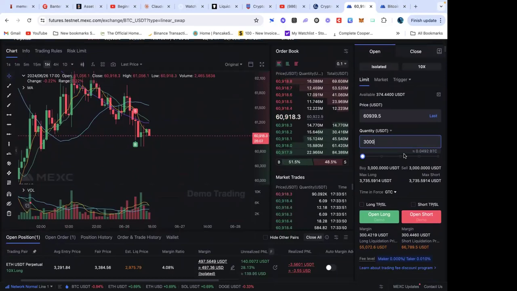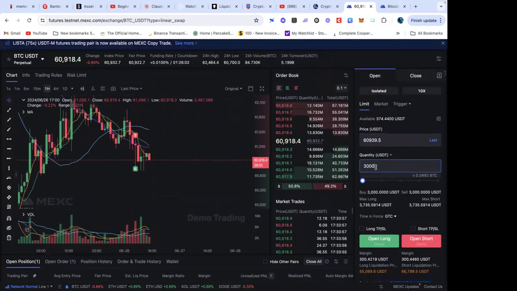So you're doing $3,000 and a 10x. Oh, I'm sorry, I have $3,000. So I have to enter the position size and then the price that I want, and this is the price that I want to set for a limit order.